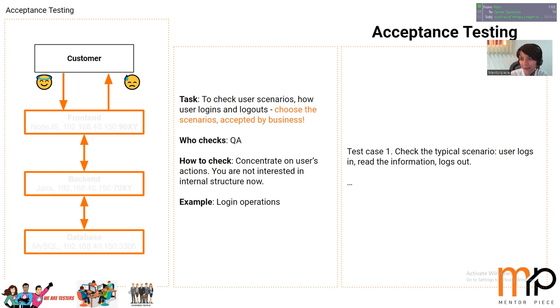And this acceptance testing is typically performed on a special testing environment. And this environment very much looks like production. It is not production, of course, because we could test on production, but it is really bad practice. We should have some environment that is a mirror of production with the same configuration, with the same data and so on.